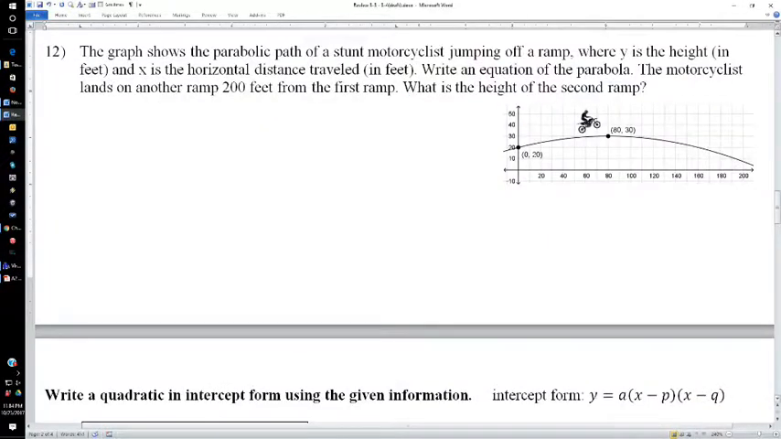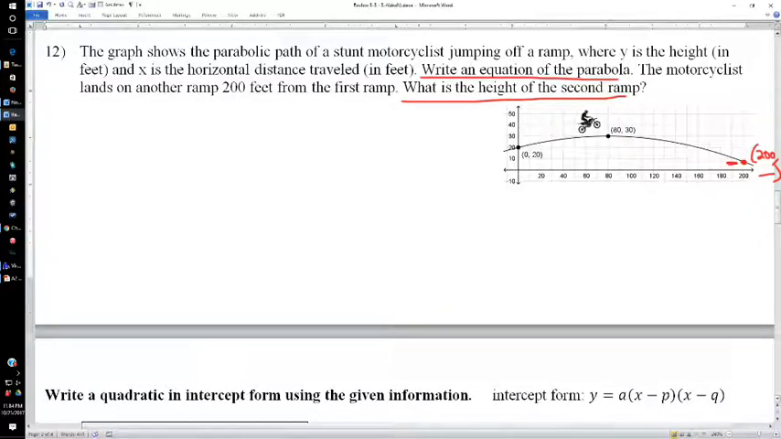Alright, number 12. The graph shows the parabolic path of a stunt motorcyclist jumping off a ramp, where y is the height in feet and x is the horizontal distance traveled in feet. Write an equation of the parabola. The motorcycle lands on another ramp 200 feet from the first ramp. What is the height of the second ramp? Okay, write an equation of the parabola. That's the first thing they want us to do. And they want to know the height of the second ramp, which is right here at about 200. So we don't know the y value, but we do know the x value at 200. So we'll solve for the y value.